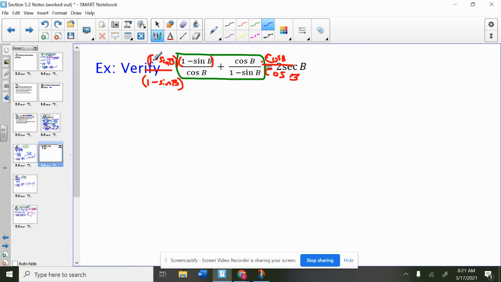So when I simplify this, now this is a binomial times a binomial. So that's the whole distributive property twice. So I need to say, okay, I need to do 1 times 1, so that's 1. And then I need to do 1 times negative sine, that's negative sine of b. Then I need to do negative sine times 1, so that's negative sine of b. And then I need to do negative times a negative, which is a plus, and then sine times sine, which is sine squared.